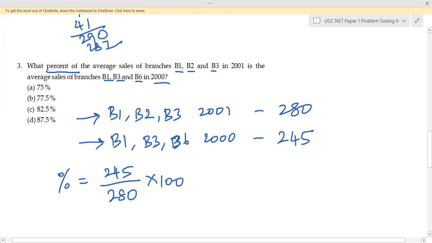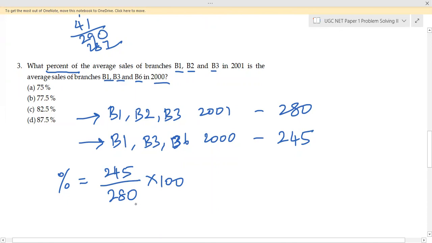So if you want to take a ratio or division for two totals, it would be the same as the ratio or fraction for the two averages. Why? Because you're going to divide with the same number, and in that case, it won't affect your fraction. All right. I hope you are able to understand it.